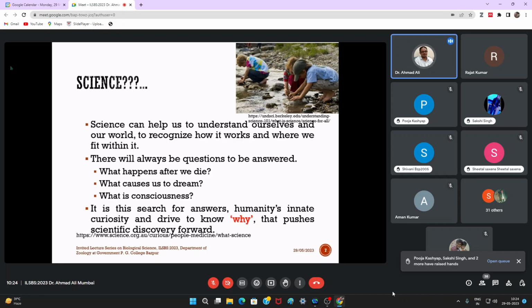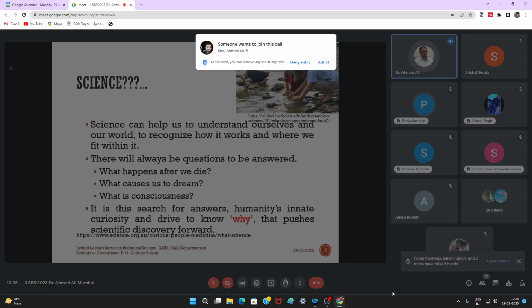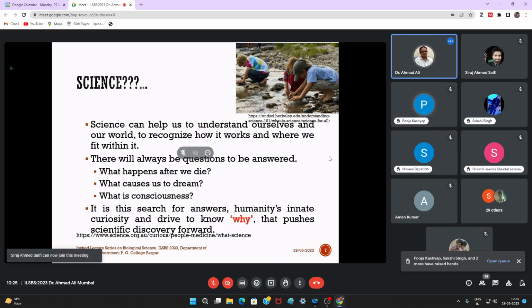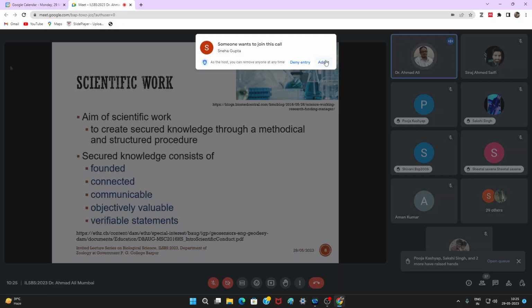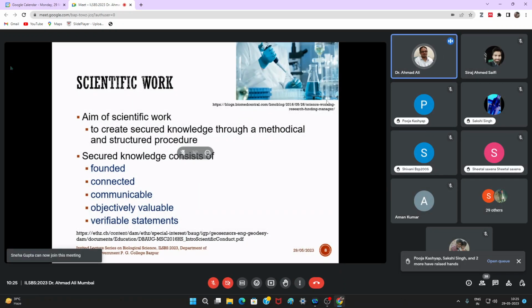So it is this search for answers, humanity's innate curiosity and drive to know why, that pushes scientific discovery forward. An inquisitive or curious mind will always keep asking why, and that will lead to scientific discovery, and in turn, it will add to the knowledge. So the aim of scientific work is to create secure knowledge. Please be cautious here. The word is secured knowledge, through a methodological and structured procedure.